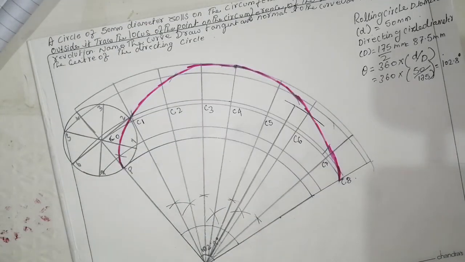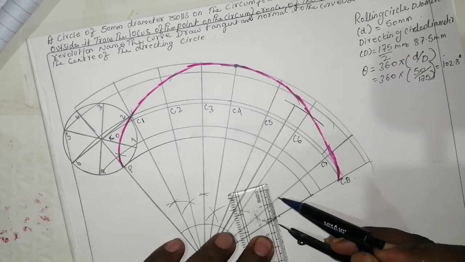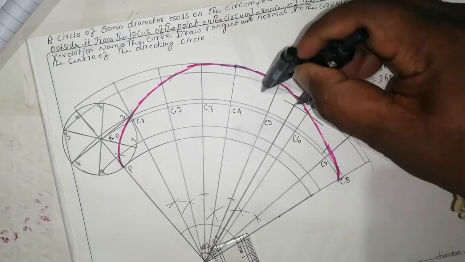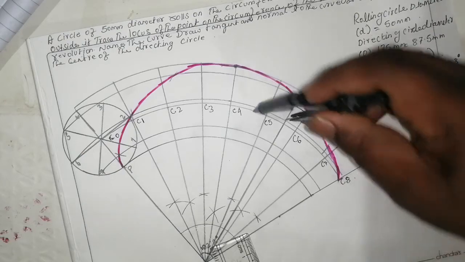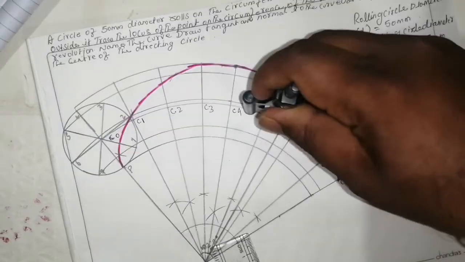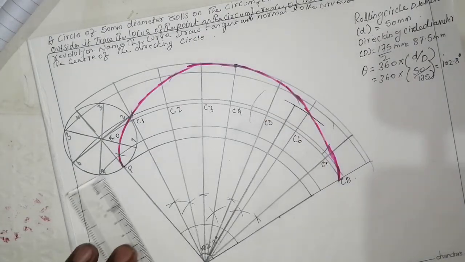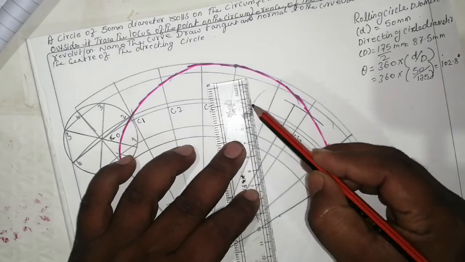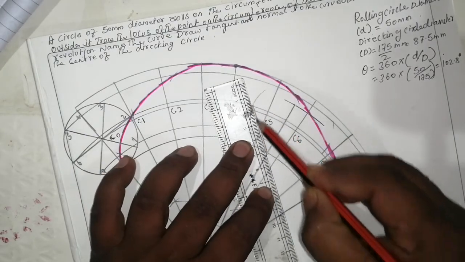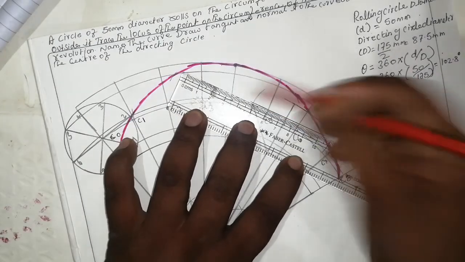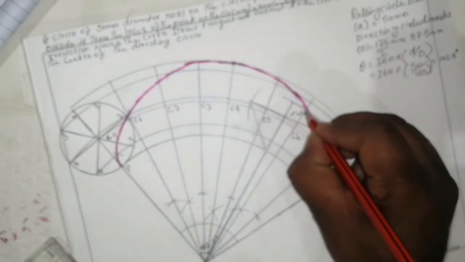After that, keep 25 mm. See where the 125 mm has been cut, so I'll take here, cut one arc like this. So from S you will get this line as the normal, and this is the tangent. This is the tangent.